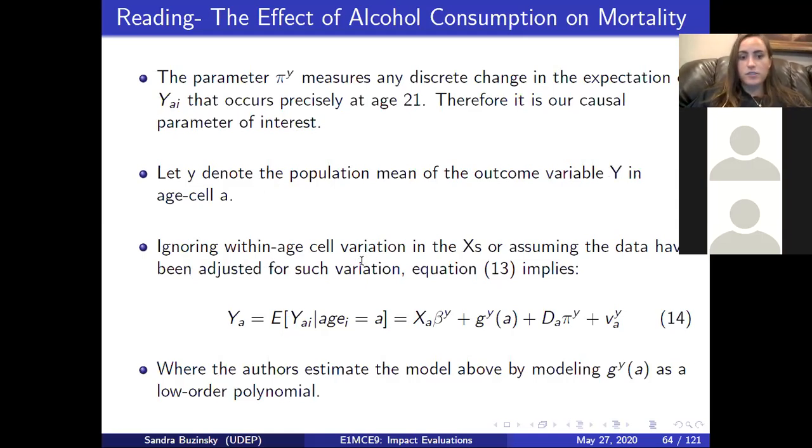And so for the outcome for age a, it's just what I said, the expected outcome for Y_ai given that your age for individual i is equal to a. So that will be the population average for all individuals within this age group. And this is just the population averages.